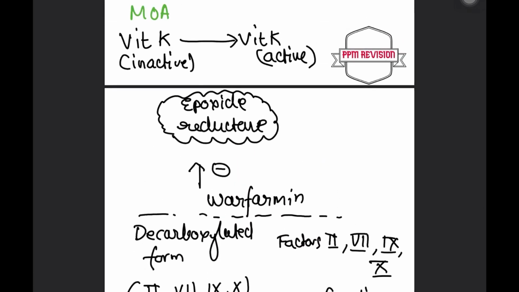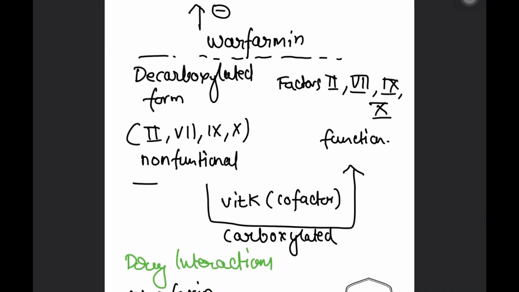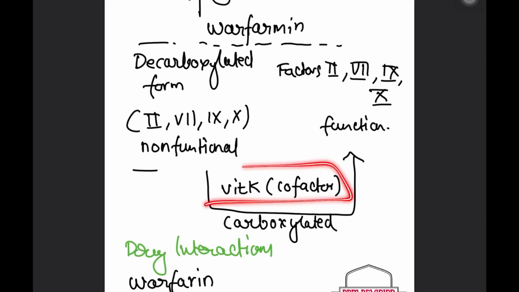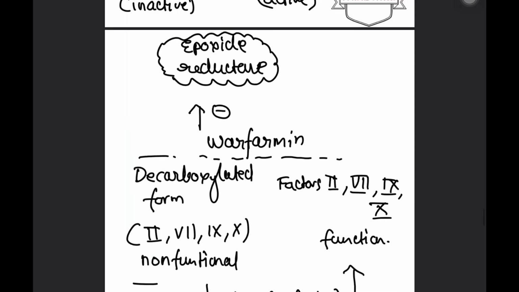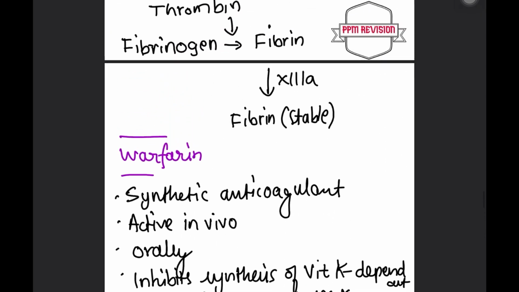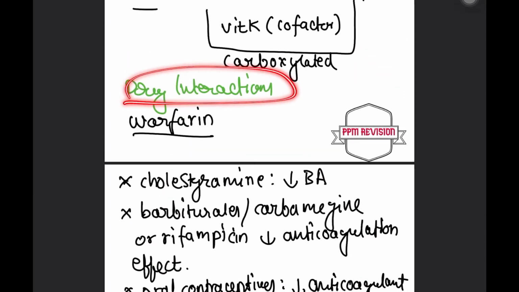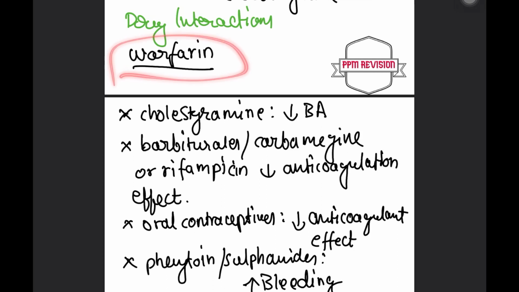Going into detail, I just told you that the inactive form is not converted to the active form. You have the factors 2, 7, 9, 10, which are non-functional clotting factors. They are turned into functional ones in the presence of vitamin K. So this is where the active form plays a role. Vitamin K, in the process of carboxylation, forms the functional part, and this functional part contributes to the anticoagulant property.